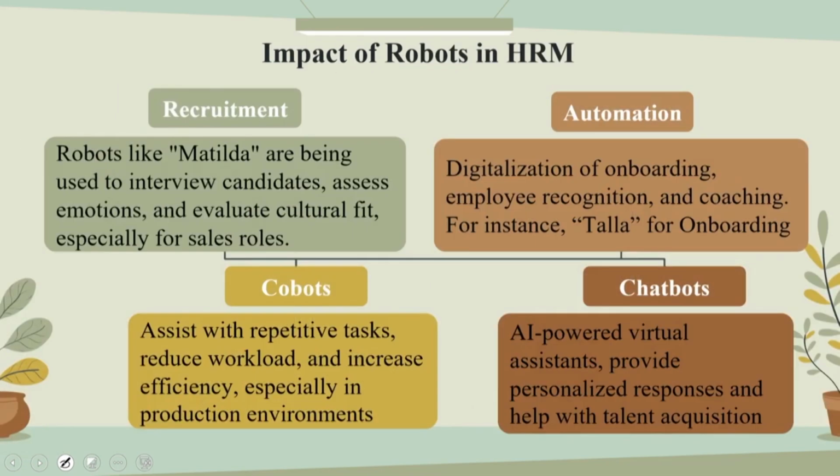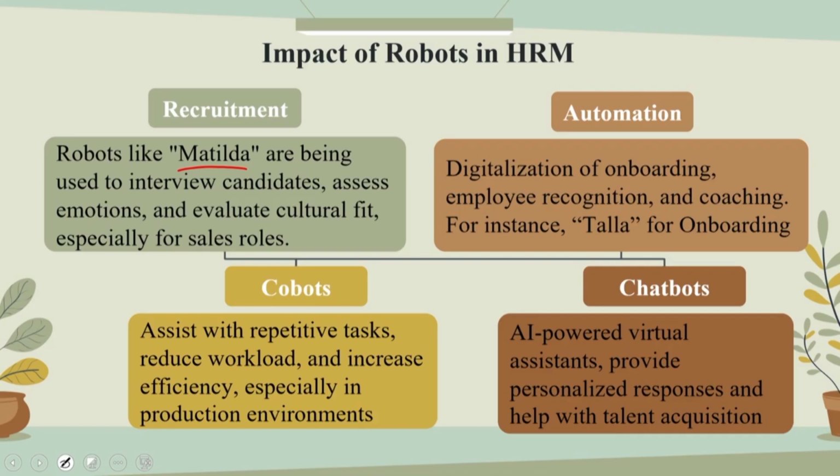Now let's look into a more critical aspect, which is the impact of robots in HRM. When we look into robots, we'll go case by case. In case of recruitment, robots like Matilda are being used to conduct interviews, assess emotions, and determine the cultural fit for candidates, particularly if they are in sales positions or related jobs. So this enhances efficiency in recruitment and helps reduce biases in the selection process.